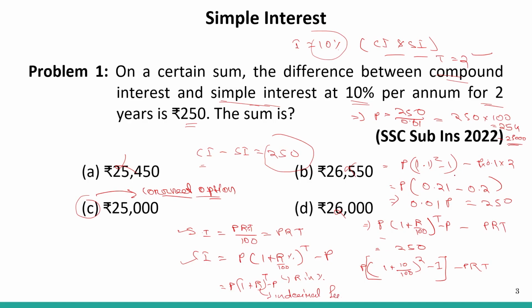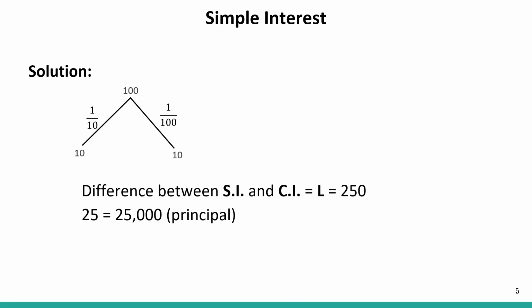Okay, then what we did was we did simple arithmetic operations, and what we are left with is 0.01 into P is equal to 250. So solving it, P is equal to 250 into 100, which is 25k, that is equal to 25,000. Okay, so let's go forward to the next question.